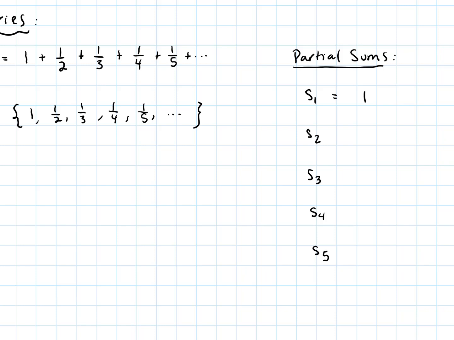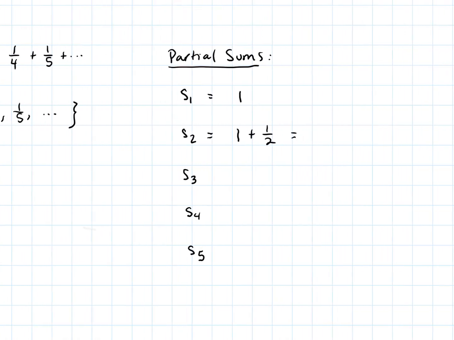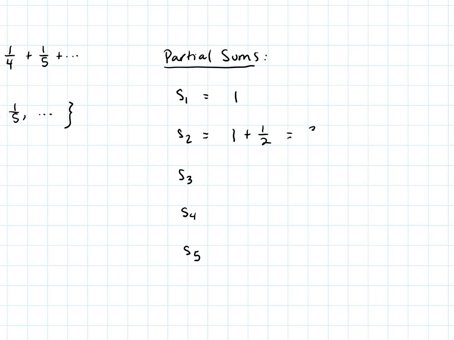So S1 would just be the sum of the first term, 1. S2 is going to be the sum of the first two terms, so 1 plus 1 half. And 1 plus 1 half, of course, is 3 halves. And then for S3, the third partial sum, I'm going to add up the first 3 terms. When I add that up, that becomes 11/6.